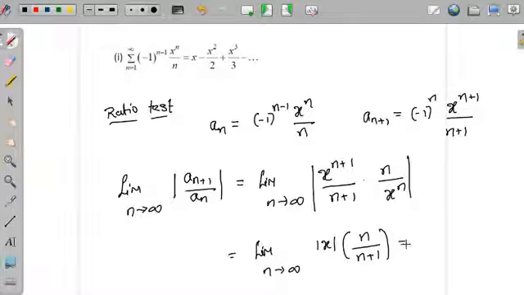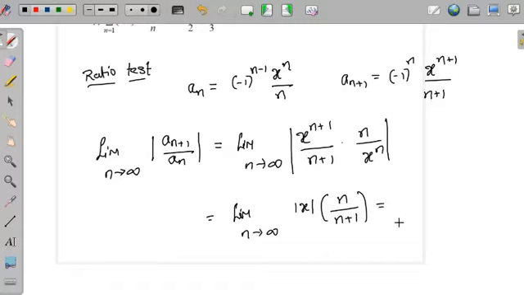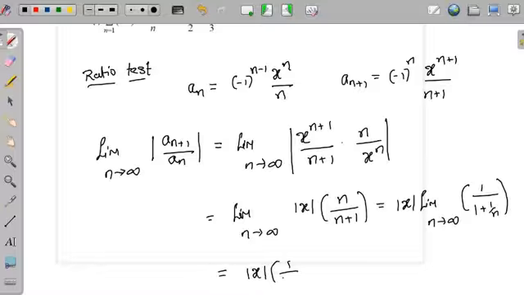And the limit is independent of mod x, so it depends only on n. So mod x we can bring out. This is the limit as n goes to infinity, and this can be rewritten like this: 1 over 1 plus 1 by n. So finally the limit would be mod x times 1 over 1 plus 0. So you got mod x.